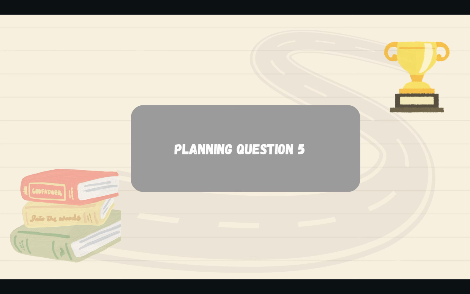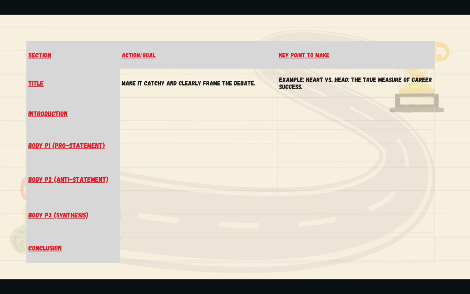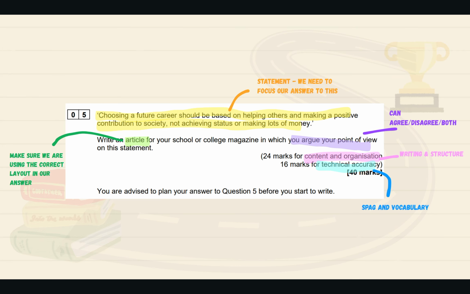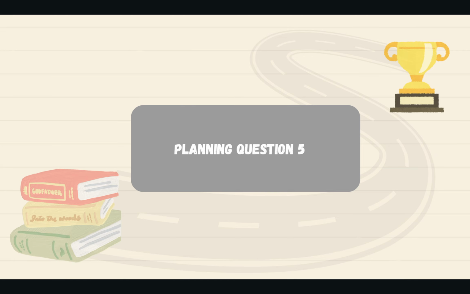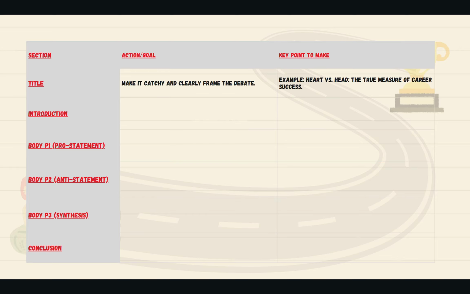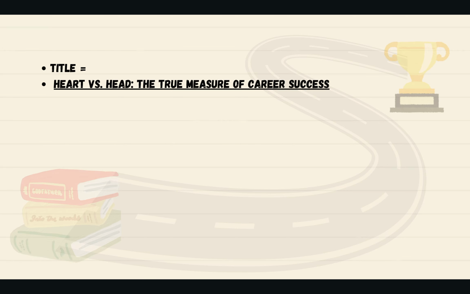Let's have a go at planning question 5 then. So for our title for the practice question, we're going to make sure we make it catchy and we clearly frame the debate. An example of this is "Heart versus head, the true measure of career success." So as we can see, the question asks us to write an article for a school or college magazine in which we argue our point of view on the statement, and the statement says choosing a future career should be based on helping others and making a positive contribution to society, not achieving status or making lots of money. So our title works perfectly with this. So I'm just going to put the title at the top of our paragraphs there.